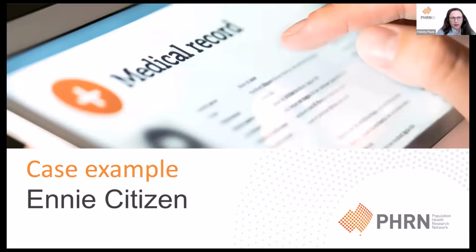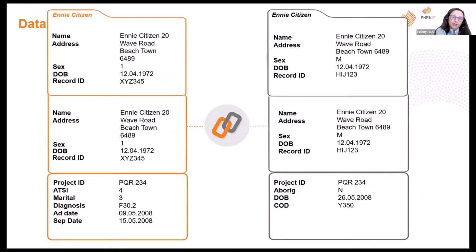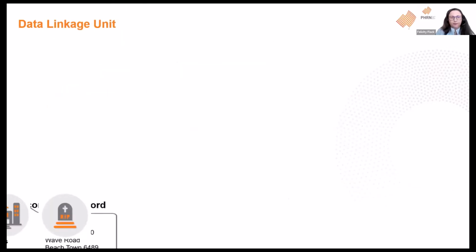And this is kind of how it works. In this example, we're going to look at two different data custodians. In this case, we've got a health department and the Registry of Births, Deaths and Marriages. And this is an example of a record, a hospital record and a death record. So the first step in the linkage process is to take a copy of the identifiers. Each data custodian takes a copy of these identifiers and sends them to the data linkage unit.